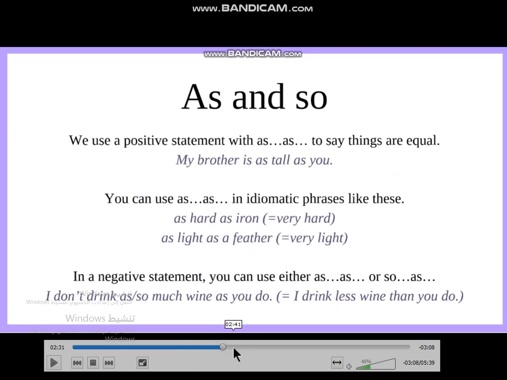Okay, so the next one is as and so as. We use as and as with a positive statement to say things are equal. My brother is as tall as me. My sister is as tall as my mother.